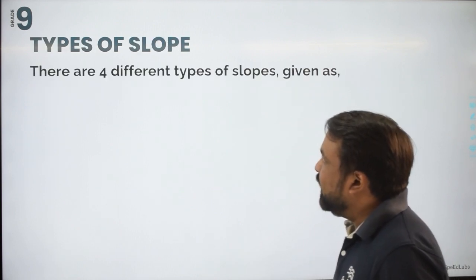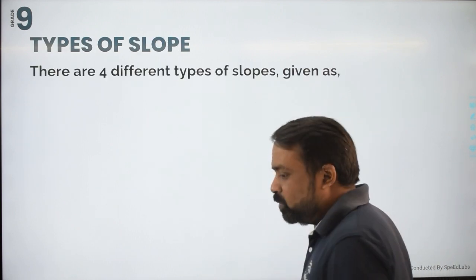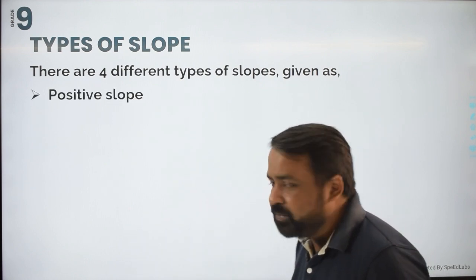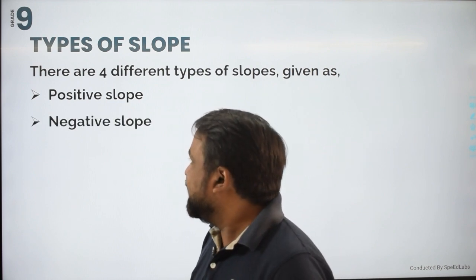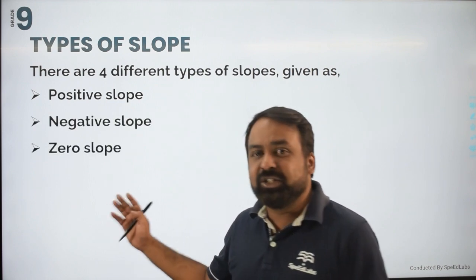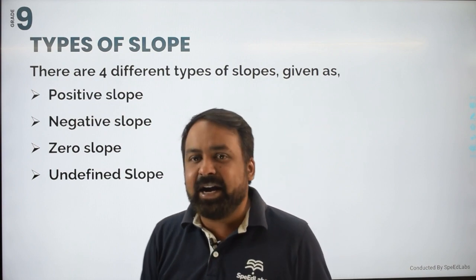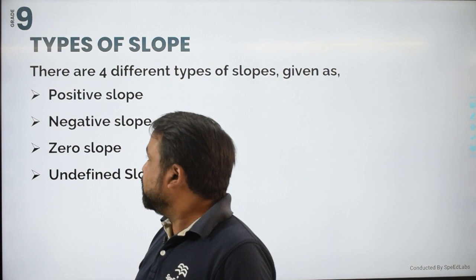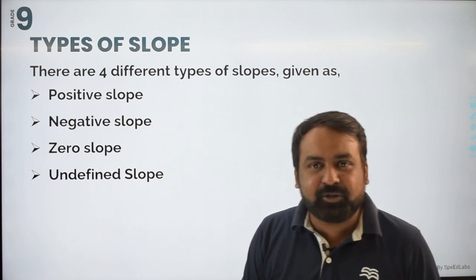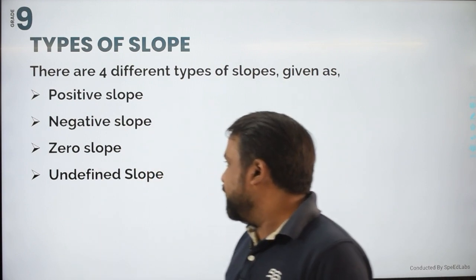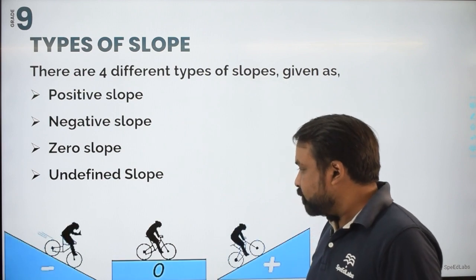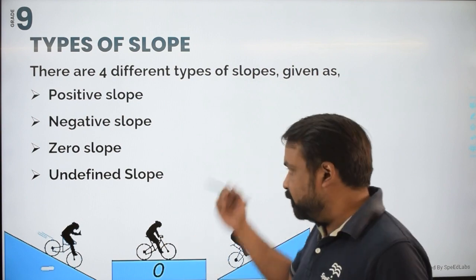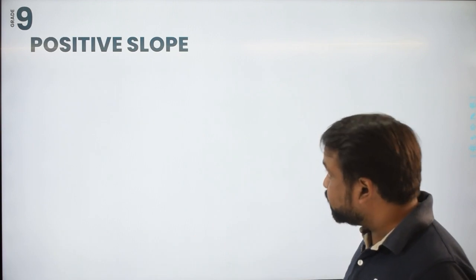So now we can see that there are four different types of slopes that we can discuss. The first one is positive slope, second is negative slope, third is zero slope, and fourth is undefined slope. So let us see what these slopes are now.